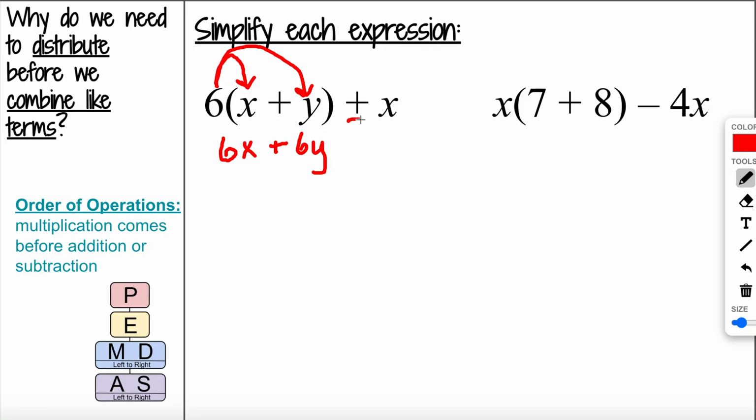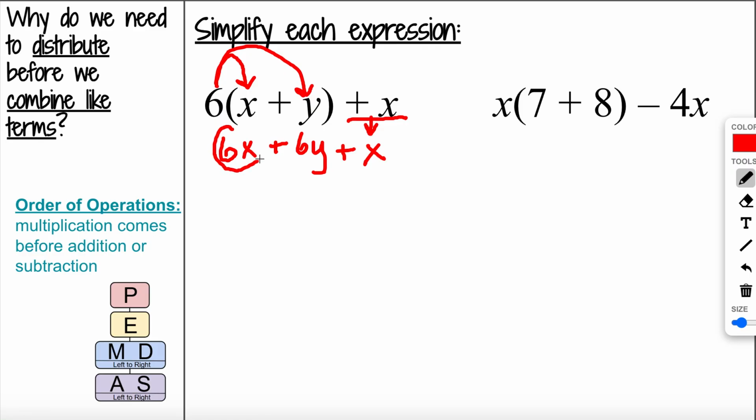Now do you also notice that there's this part of the expression that we have left? Add x. I'm just going to drop that straight down and rewrite it right here: plus x. Now I can see that there are 3 terms. 6 groups of x plus y was 6 x's plus 6 y's, and now I'm going to add x. So let's combine our like terms.